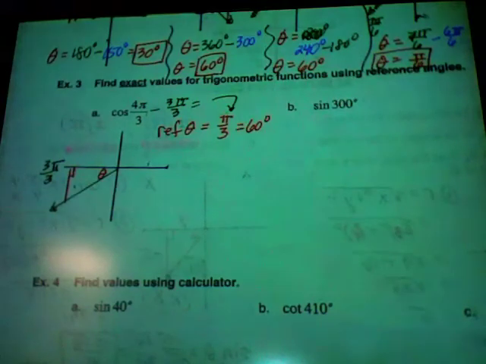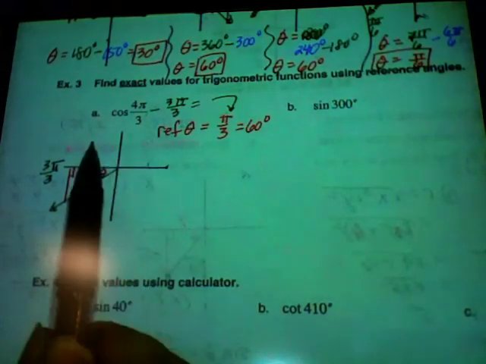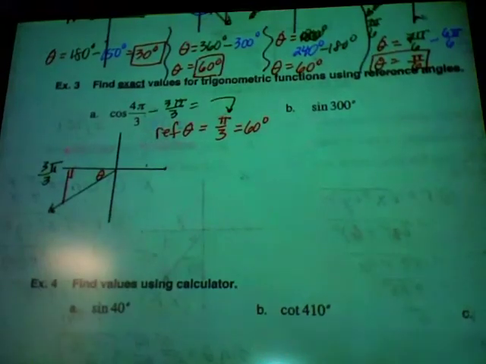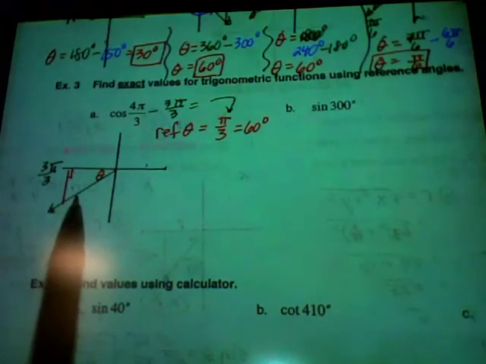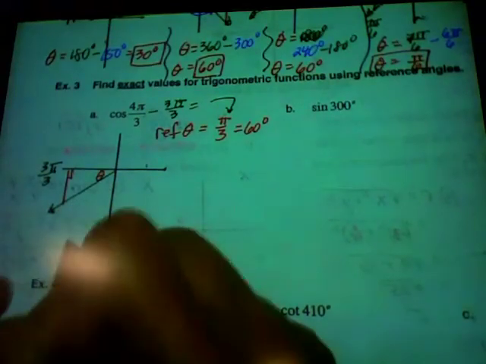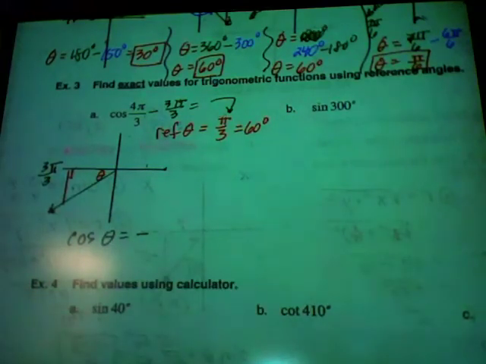So now they want us to find cosine. So all students take calculus. Is cosine going to be positive or negative? No. All students take. What's the only thing that's positive in this quadrant? Tangent. So cosine will be negative. So cosine of theta is equal to negative. I will immediately put the negative in there so I don't have to think about it.